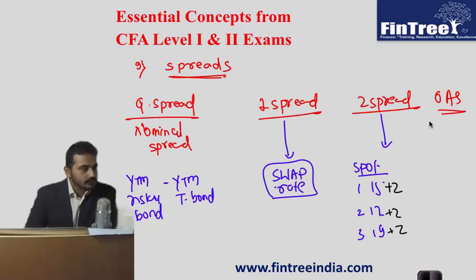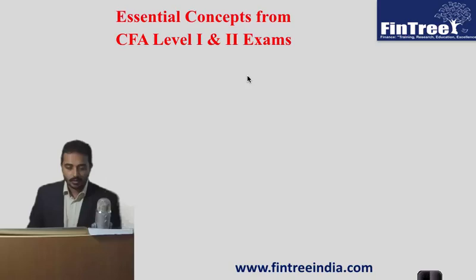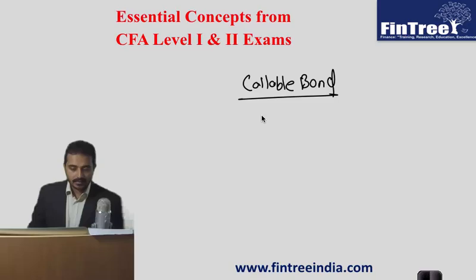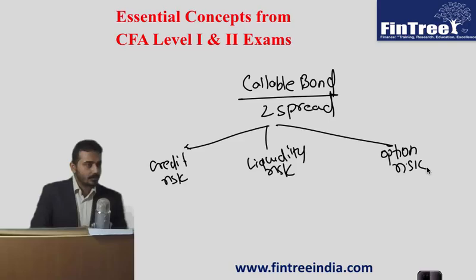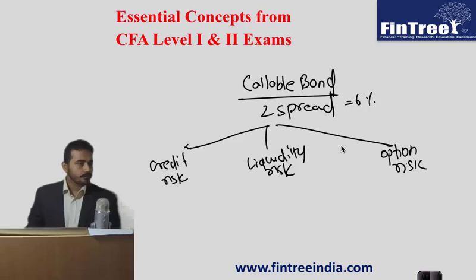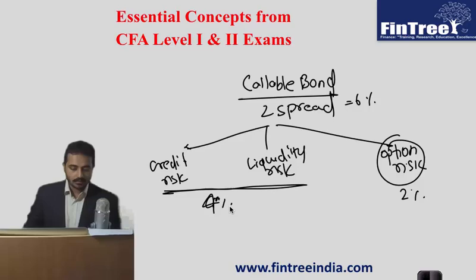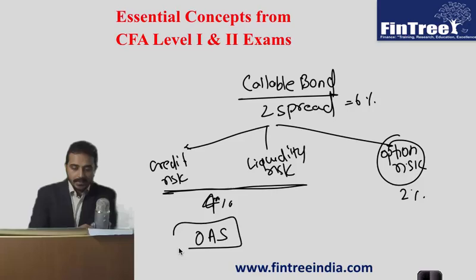Correct. So if you have a callable bond, then that Z spread that you're earning, you're earning that for having taken three risks: credit risk, liquidity risk, and option risk. So let's say your Z spread is 6%. Maybe because the bond is callable, you're earning 2% here, and for taking these two risks, you're earning 4%. So this 4% here would be considered as option adjusted spread. So the way we can define the formula, we can say Z spread minus option cost for a callable bond is equal to option adjusted spread. Are we good?